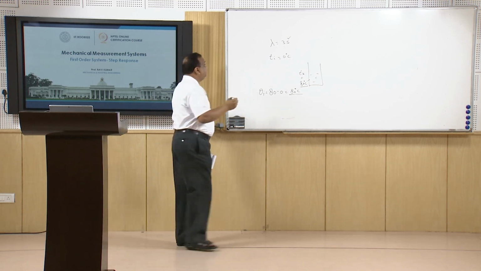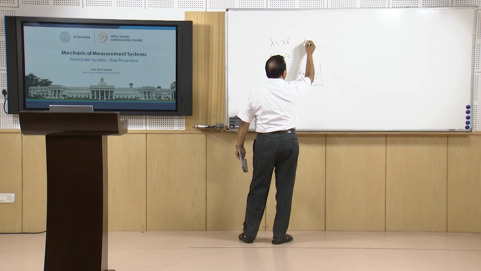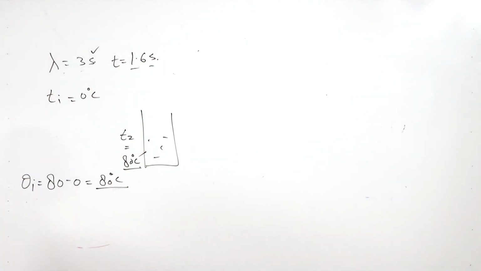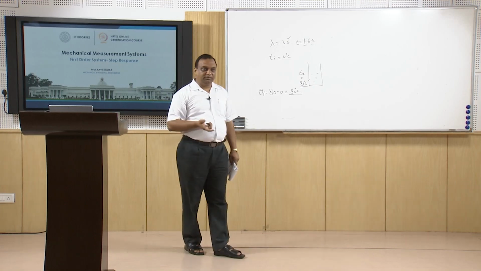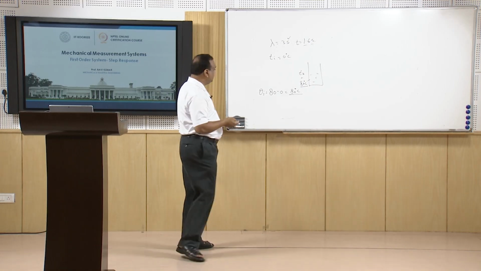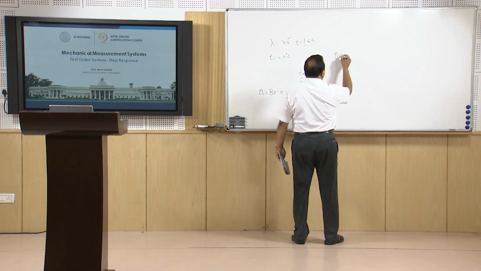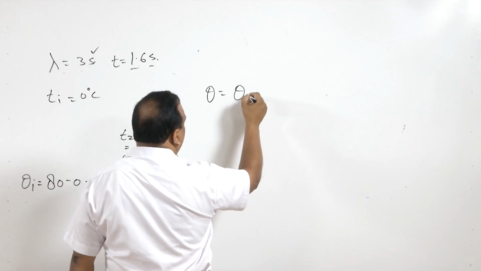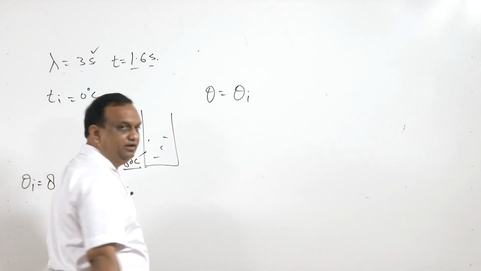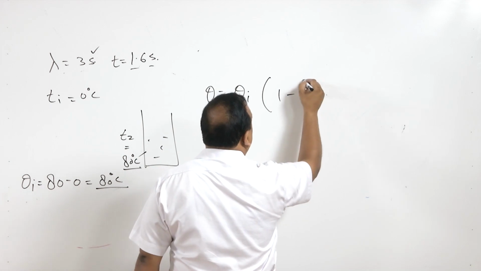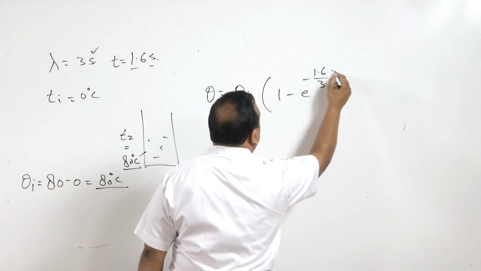So what is the temperature which will be indicated after 1.6 seconds? So t is equal to 1.6 seconds, which is less than the time constant. When t is equal to the time constant, it is only 63.2%, so it should be less than 63.2%. But mathematically, we will find that the output theta is theta I, the input to the thermometer, times 1 minus e raised to power minus 1.6 divided by 3.